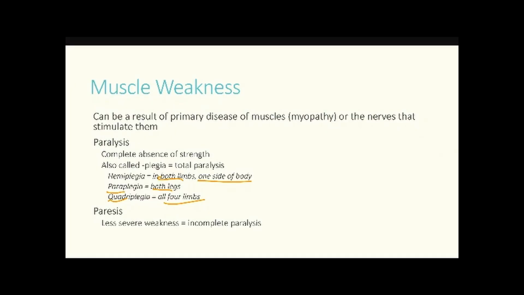Paresis is the less severe weakness or incomplete paralysis, so hemiparesis. So if they come in with a transient ischemic attack, where they'll have neural deficits for like 24 hours and it goes away, they're going to come in with hemiparesis or hemiplegia. Hemiparesis because half their body is down and weak, but it comes back later. So it's temporary.